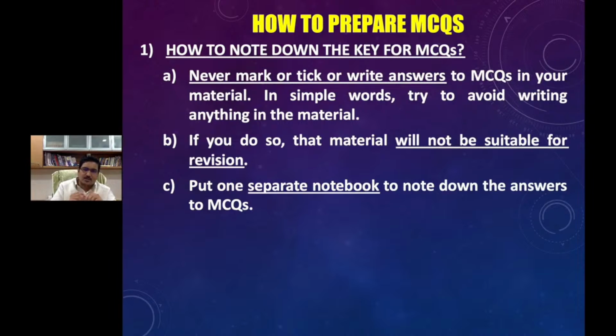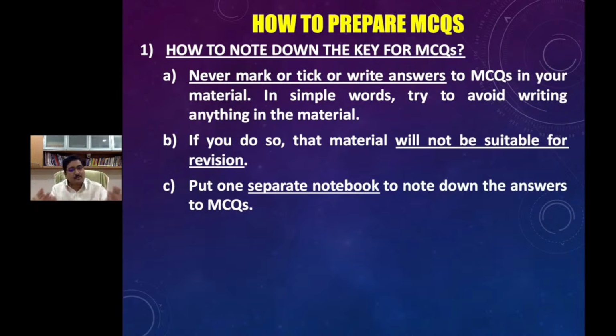I have seen several students having a habit of putting a tick mark against the correct option in their material itself. What will happen if you follow that practice? In the next revision, whenever you open the material, you will not be giving any chance to your mind to think about the question, because the answer is already appearing there. It's already given a tick mark. That's why never put any such tick mark against the correct answer in your material.